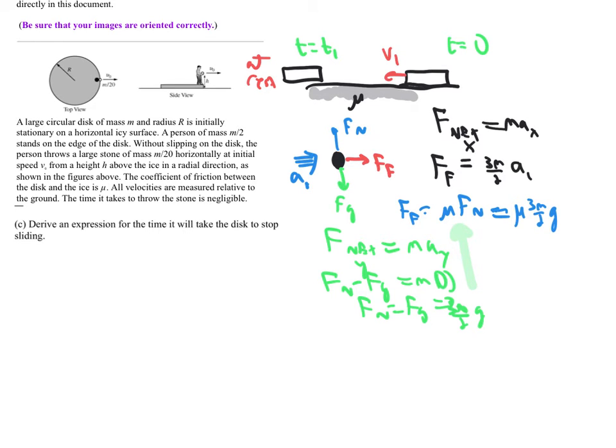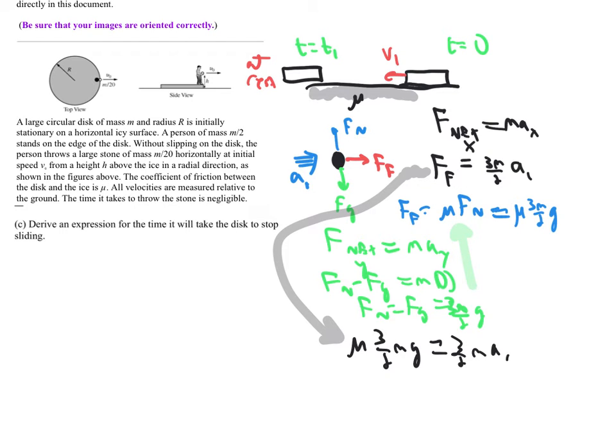Putting all of that together, I take this equation and say that mu times 3/2 m times g equals 3/2 m times a1, or a1 is mu times g, which in all honesty is a result that I remember. I've come across this so many times, and you might too, but you should probably still derive it.